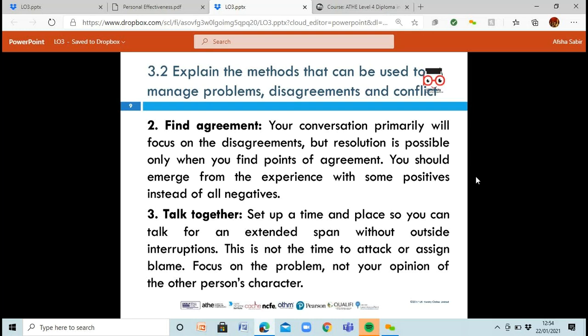And another thing is focus on the problem and not your opinion of the person's character. So whether or not you like that person or not, it doesn't matter. You might not like them and say, oh, they're always like this, they're always angry, they're always making faces. That doesn't matter. Find out what the problem is and focus on that. The person's character is a different thing.